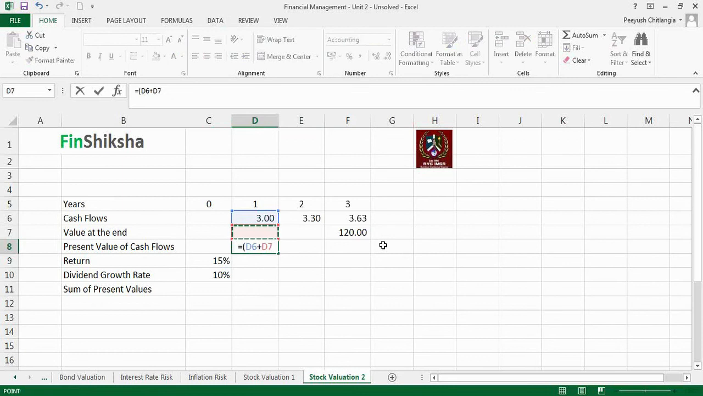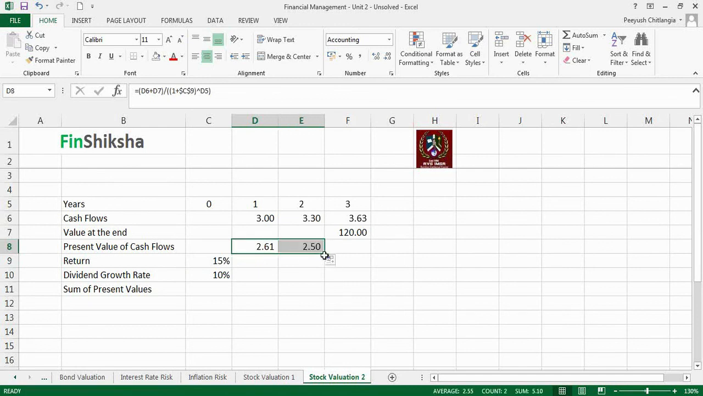And I'm doing that because the last year has both the values, divided by two brackets, 1 plus 15%, raised to the power 1. Correct? 1 plus 15% raised to the power 1, and close the bracket again, and we get the value, which is 2.61. I can find the next value, which is 2.50, and we can find the third value, which is 81.29, right?